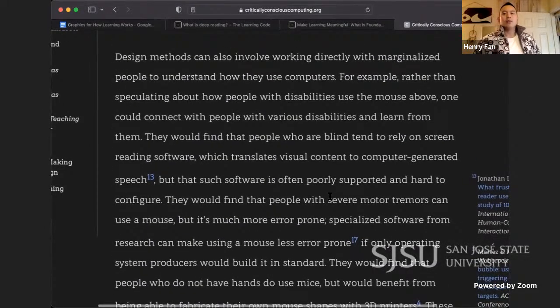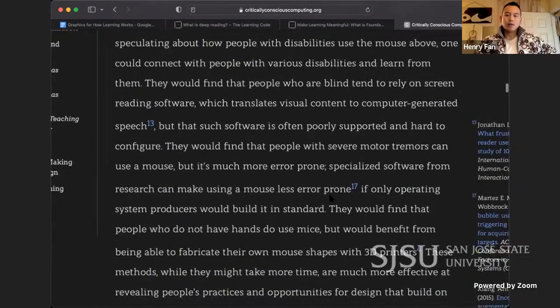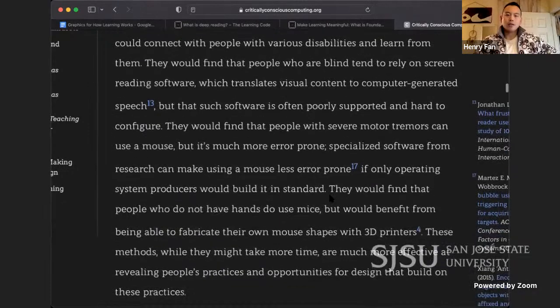Design methods can also involve working directly with marginalized people to understand how they use computers. For example, rather than speculating about how people with disabilities use the mouse above, one could connect with people with various disabilities and learn from them. They would find that people who are blind tend to rely on screen reading software, which translates visual content to computer-generated speech. But such software is often poorly supported and hard to configure.